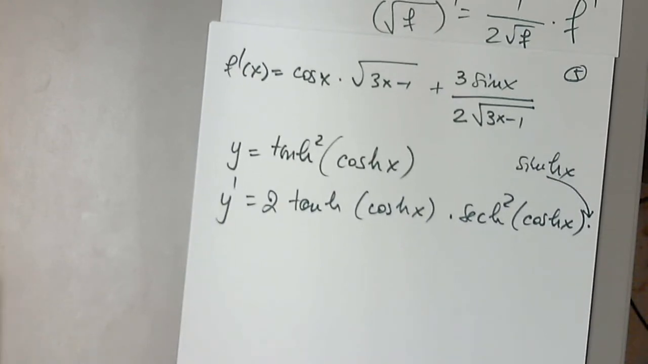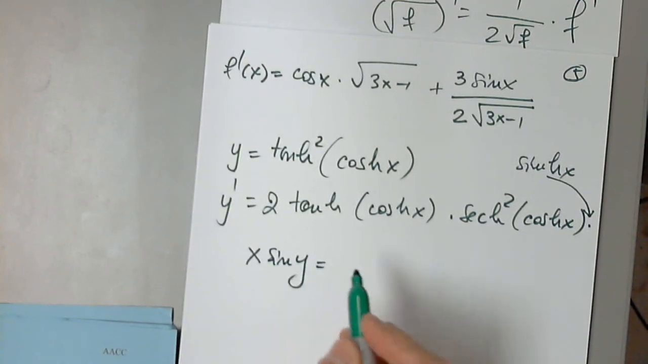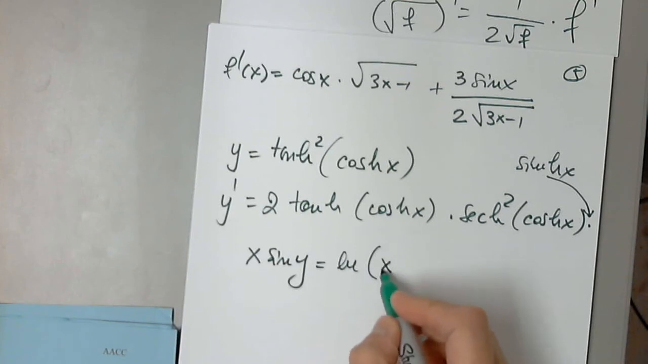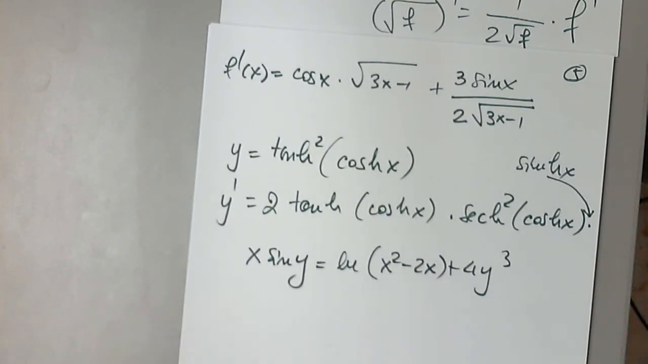Okay, so now your favorite: x sine y equals natural log of x squared minus 2x plus 4y cubed. Well, let's take a minute and a half on this one. Okay, 2 minutes. That's natural log of x squared minus 2x. Yes. Okay.